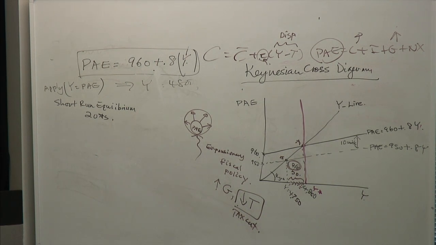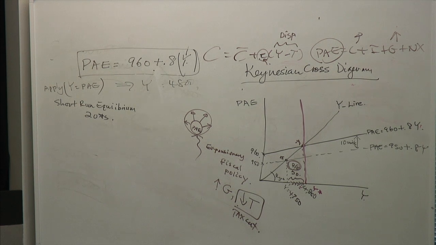I think we missed one, didn't we? C, I, G, NX. Oh, the tax. We could do the tax as well, but tax is not considered. Scratch out the T. T should not be in it because T is in a different category. It's something that we actually use. Never mind, I'll get to that.